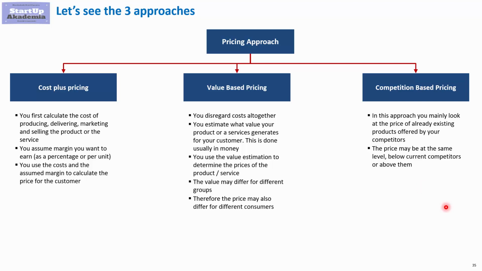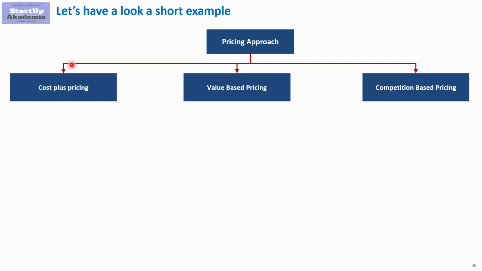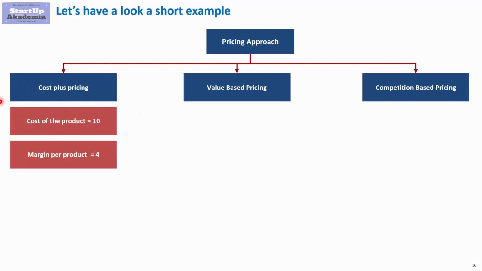Now, let's have a look at a short example that will show you in practice how those three approaches differ. So let's imagine that we have the following elements. For cost-plus pricing, obviously we have to have a cost of the product, which is 10. Then we also have the margin per product. We set it to be 4. In this way, we get a sum of those two elements and the price is set to be 14.